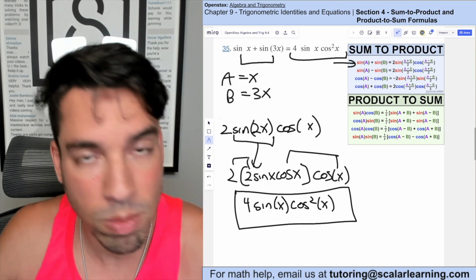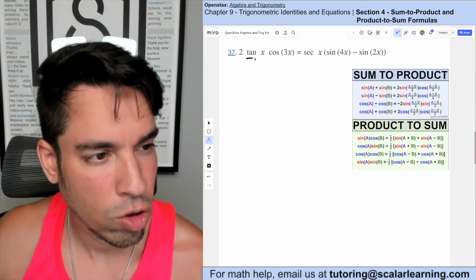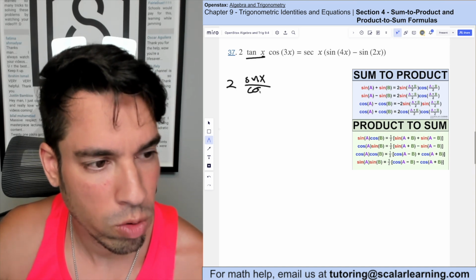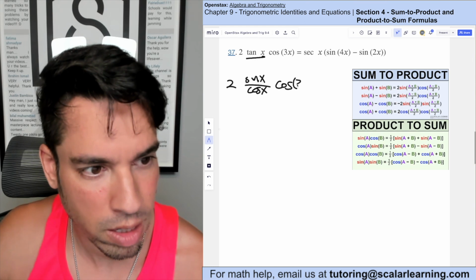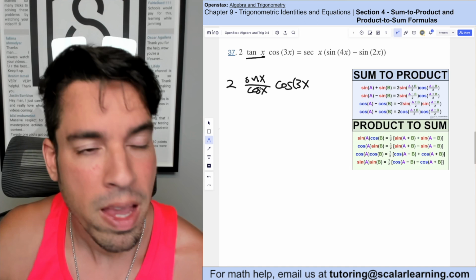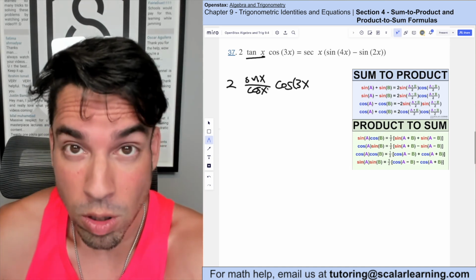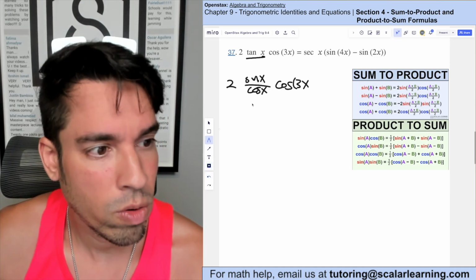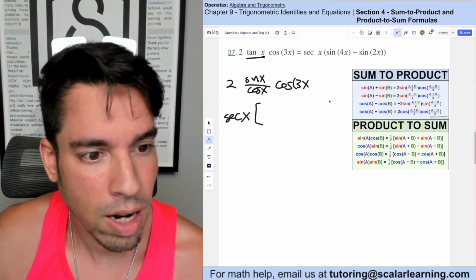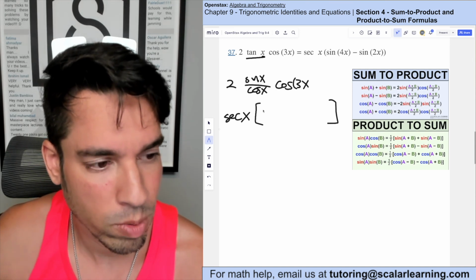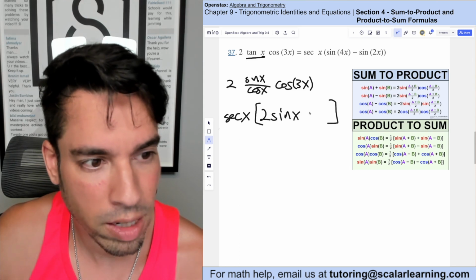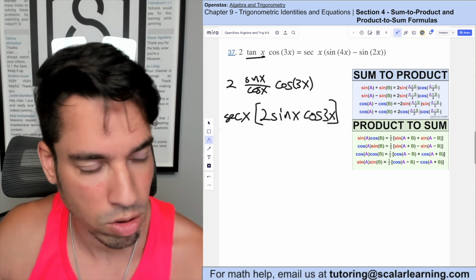Identity verified, boom, done. So for this one, what I'm going to do is start with this tangent, and I'm going to turn it into sine of x over cosine of x, okay? And then cosine of 3x stays as is. Now, the reason why I'm doing this is because now I'm going to pull the cosine x out in front, and that's 1 over cosine of x. What is 1 over cosine of x? It's secant of x. So this is already looking pretty good. So I'm going to pull that out as a secant of x. And then I don't really need these parentheses, but let's include them anyways. And then I've got 2 sine of x cosine of 3x, okay?